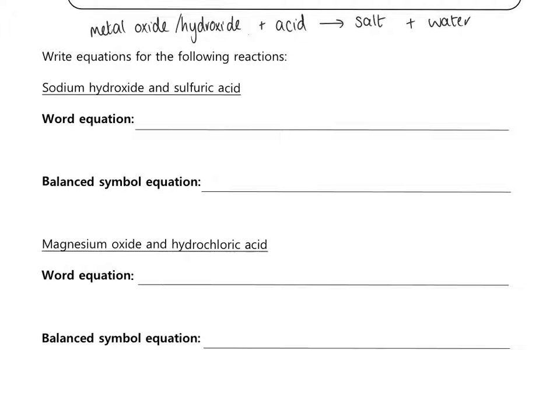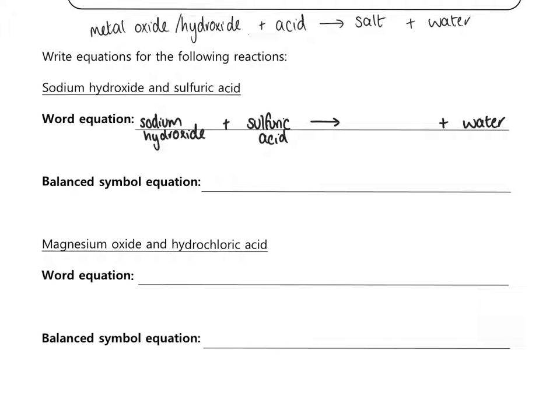So with sodium hydroxide and sulfuric acid, first of all we can write the left hand side of our word equation very easily. I'm going to write it underneath this just so I have room. Sodium hydroxide plus sulfuric acid reacts to give me my salt, which we'll name in a second, plus water.